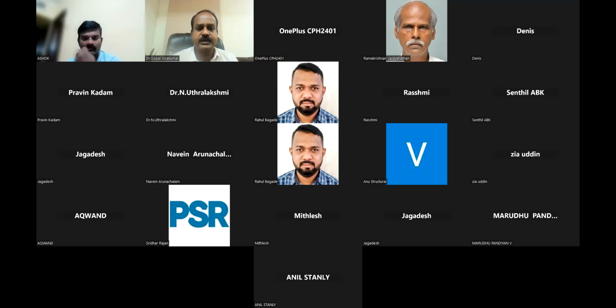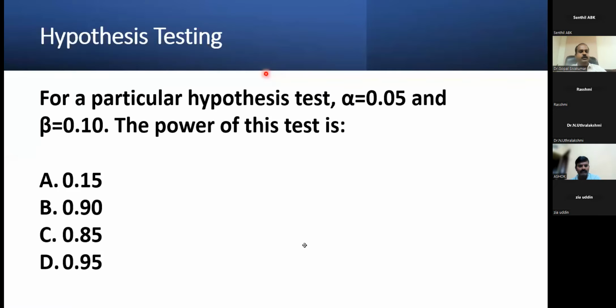All right. So now we move on to the next question. For a particular test, alpha equal to 0.05, beta equal to 0.1. What is the power of the test? Come on. Alpha equal to 0.05 means what is the confidence level? 95%, right? What is alpha? Level of significance. Isn't it type 1 error? Alpha risk. The type 2 error is beta risk.